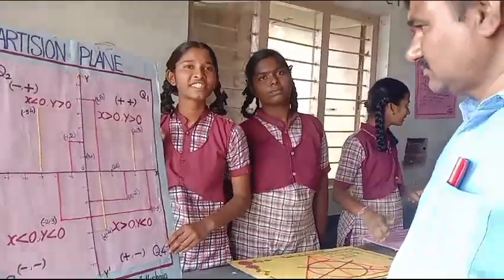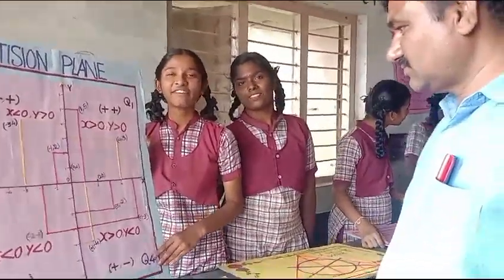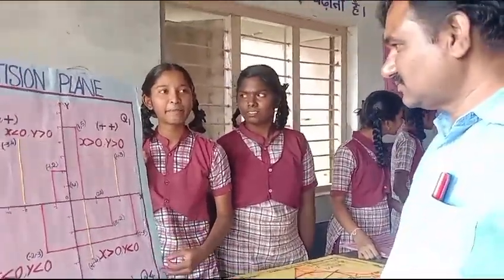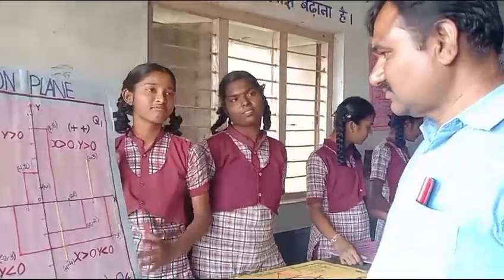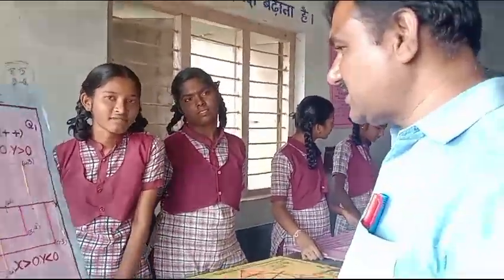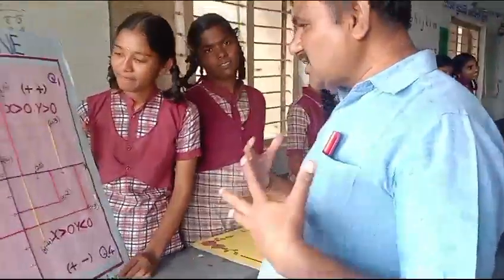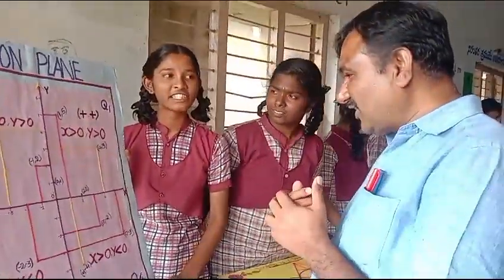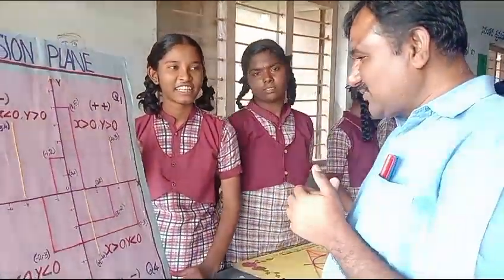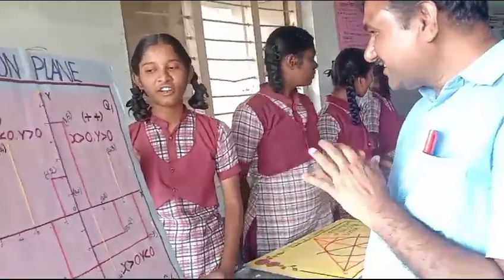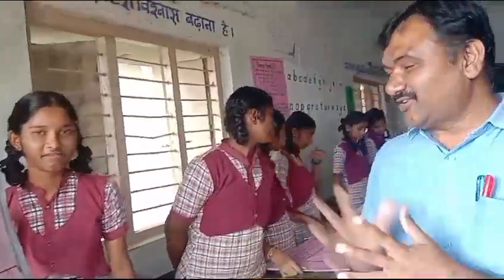By using this partition plane, we can easily draw the points on the plane. Okay, very nice. 0, 0 belongs to which? It is origin. Which quadrant does it belong to? It does not belong to any quadrant. Very good. That's nice.